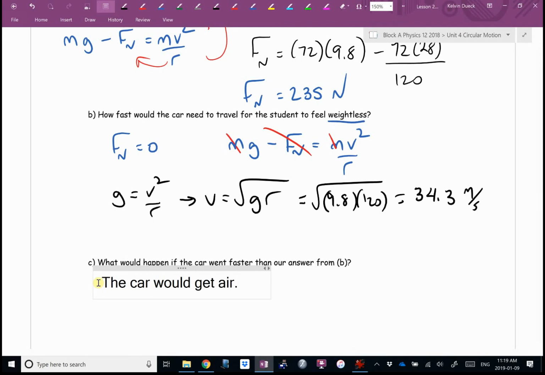Pretty much none. This is also why if you're going over a hill really fast, you're in much more danger of losing control of your car than if you're going in a hill that's curving up. Okay? But yeah, if you went faster than that, because in B, the car has no normal force either. It's weightless as far as it's concerned. If you go faster than that, it's going to get air. And so now we're starting to look at some of the physics of stunt driving and things like that.